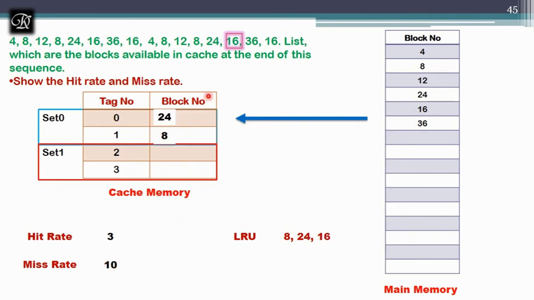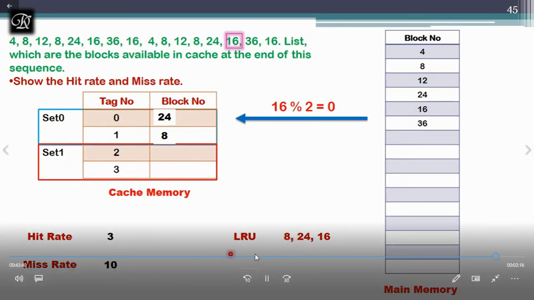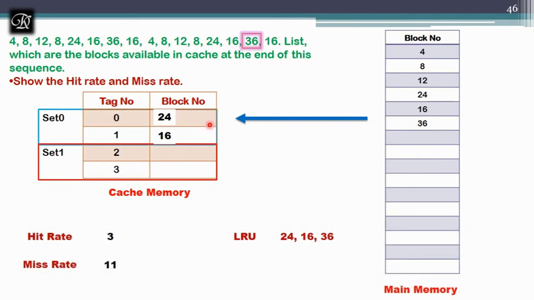Next request is for 16. 16 again is not there. Now what I have to do is decide the set number, decide which block has to be replaced. Now the block number 8 has to be replaced and increase the miss rate. 36 again requested, but it is not there. What we are going to do here is similarly as we did, find the set number, decide which block has to be replaced, 24, and increase the miss rate.